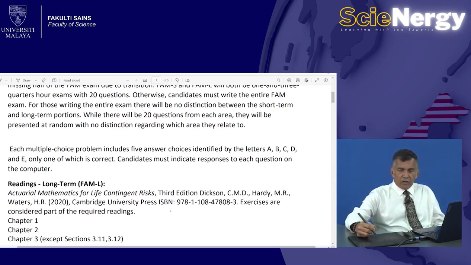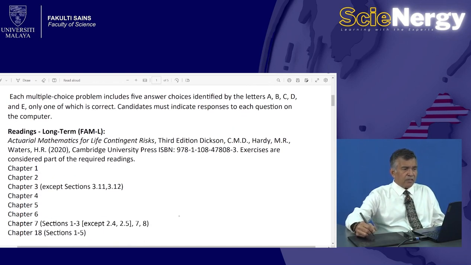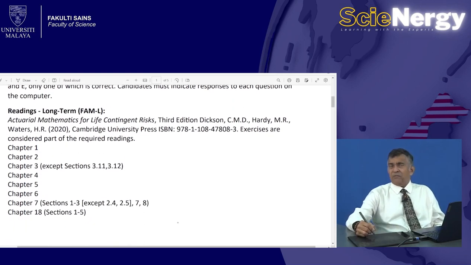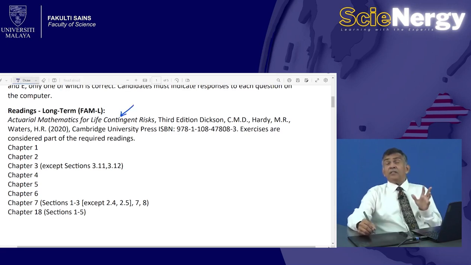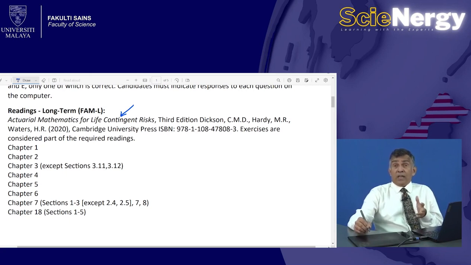I want to tell you about the long-term portion of the exam first. The text for this exam is Actuarial Mathematics for Life Contingent Risk. So let me get my pen and we'll indicate some things here. This is the text, the recommended text, folks. And I will be going through the text in my classes. It's very important that you know what's in the text.